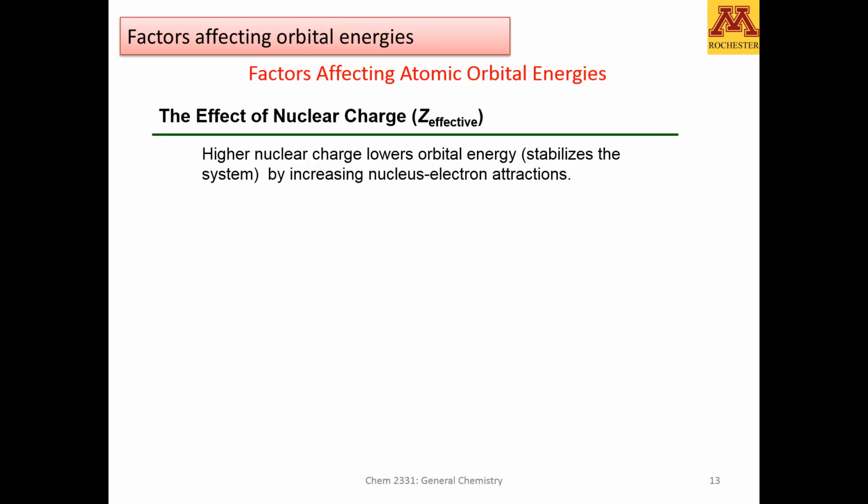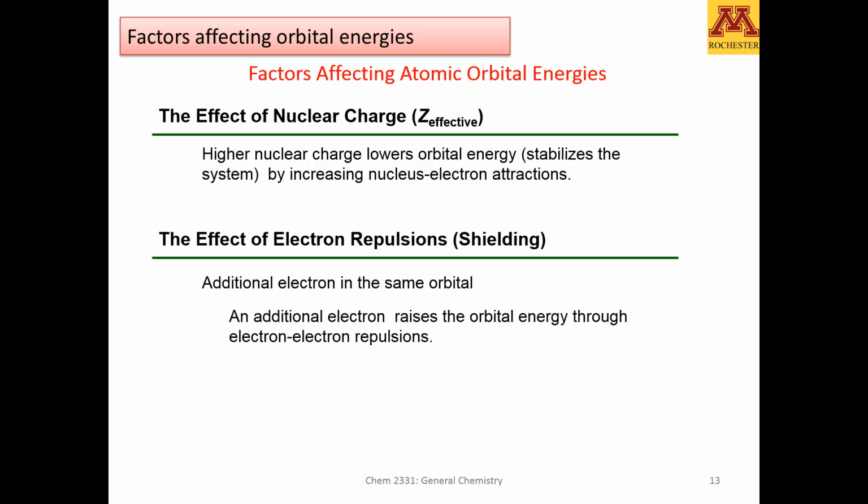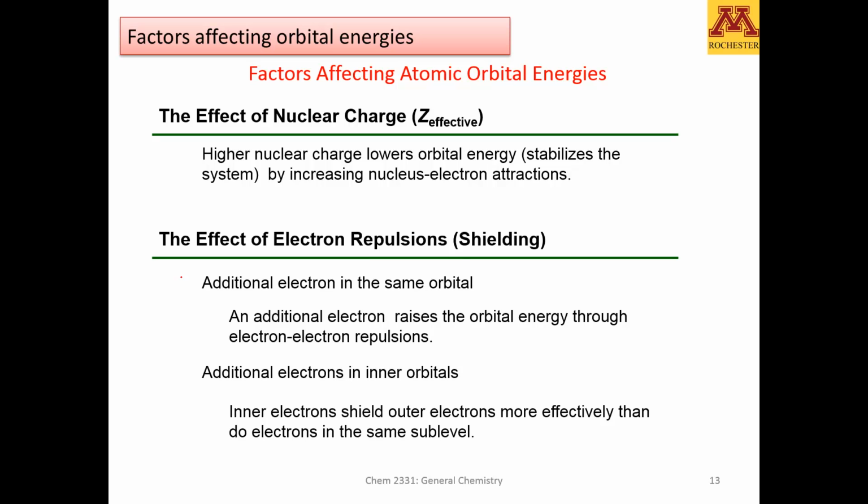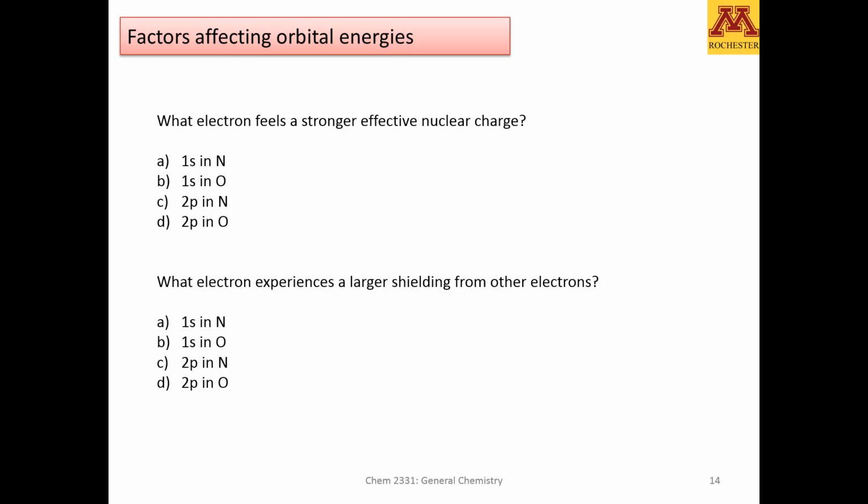Other things that we need to keep in mind regarding shielding is that additional electrons in the same orbital will increase the shielding a little bit, but the shielding will be even more important when the electrons are in inner orbitals. We will solve a problem specifying that, because I think this distinction is important. So this question is, what electron feels a stronger effective nuclear charge? The 1s in nitrogen, the 1s in oxygen, the 2p in nitrogen, or the 2p in oxygen?